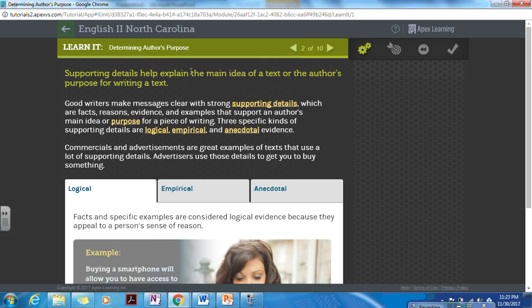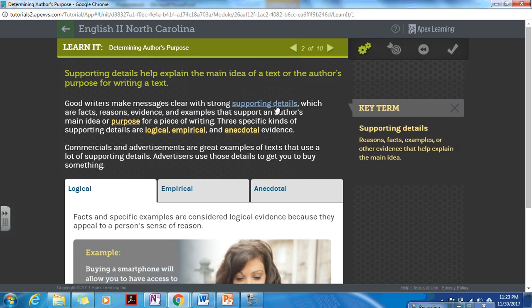Now, these supporting details are facts, reasons, evidence, and examples that support the author's main idea or his reason for writing. Now, there are 3 categories of supporting details. They're logical, empirical, and anecdotal.